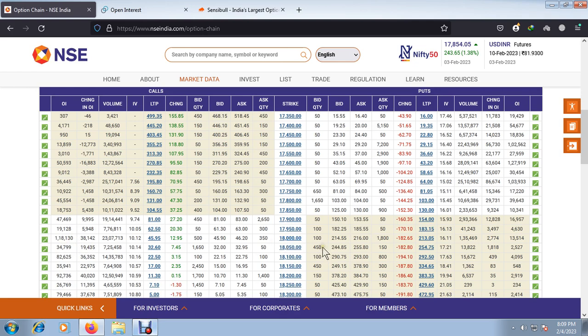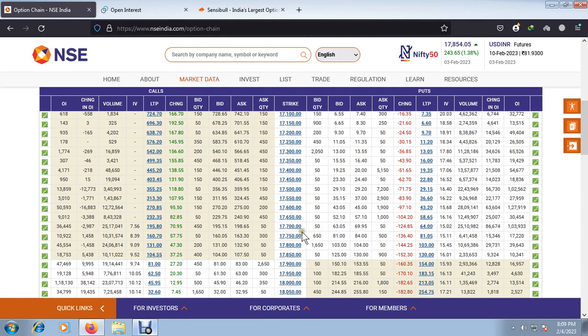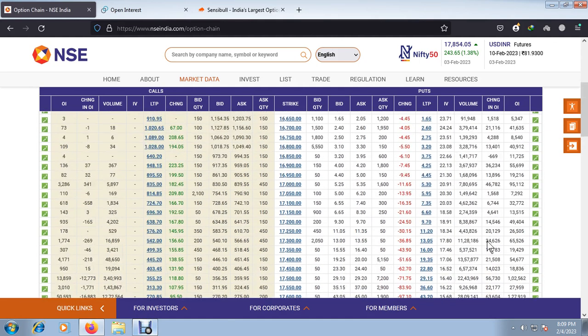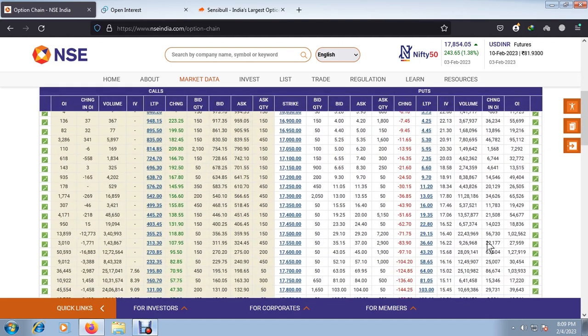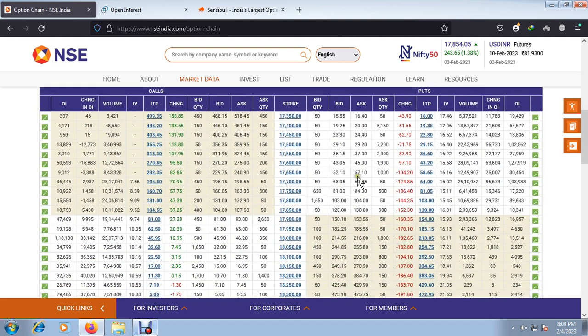In the same way, on the put side, on the downside, 17,600 is 1 lakh 27,000, then 17,700 is 1 lakh 3,000, and there is nothing more on the downside. So on the put side the highest open interest is at 17,600, which will be the support. For this current week, the range for the market is 18,000 on the higher side and 17,600 on the downside, for the entire week.